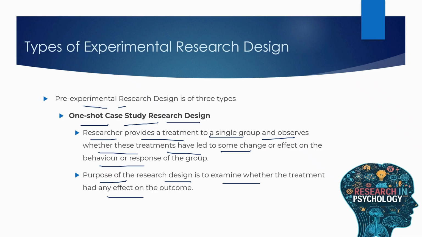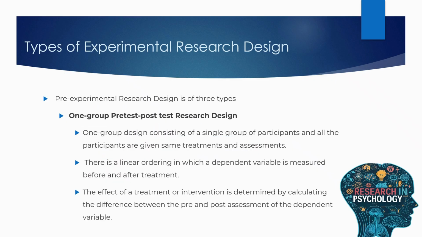I am going to test it on a group and see if there is any change in the outcome, right? So this is one shot case study research design. Single group, provide the treatment and check for the result. One shot, everything is happening. Next, secondly, we have the one group pre-test, post-test research design.